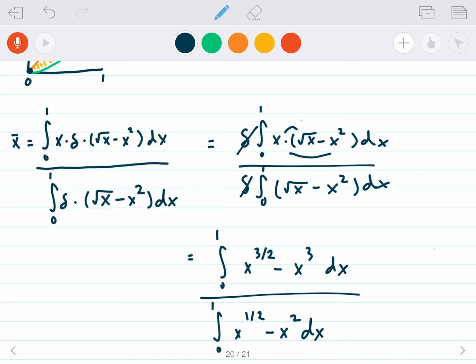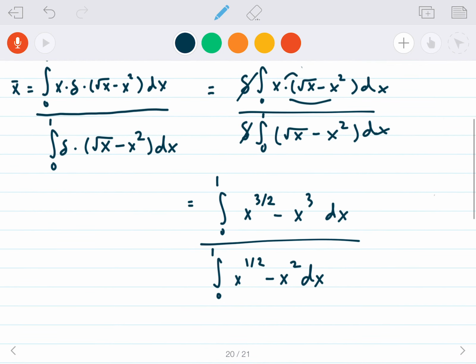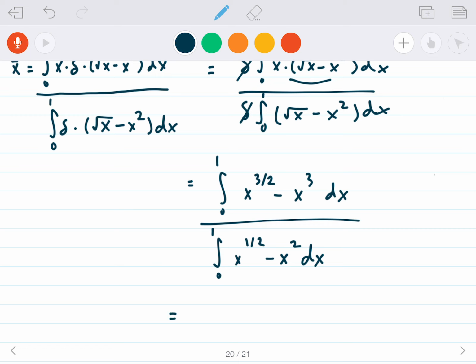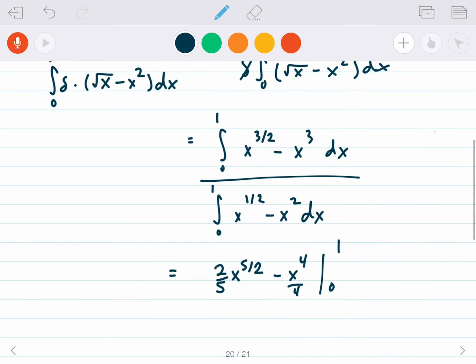Okay, so now what I need to do is go ahead and find the antiderivatives. So x to the 3 halves, if I add 1, I get x to the 5 halves over 5 halves, which is the same thing as times 2/5, minus x to the 4 over 4. We're going from 0 to 1 on top. And then on bottom, I get x to the 3 halves over 3 halves, which is the same thing as 2 over 3 times, minus x to the 3 over 3 from 0 to 1.